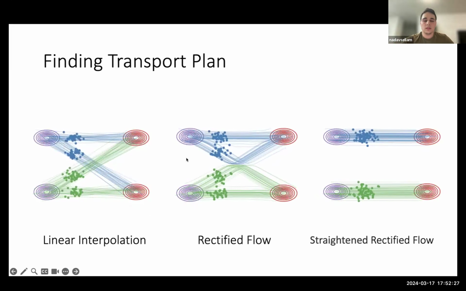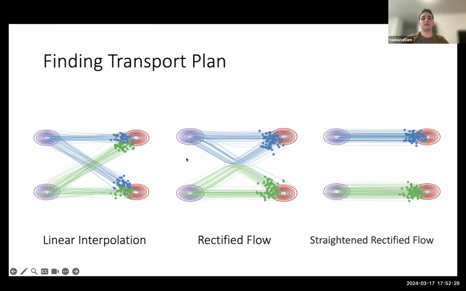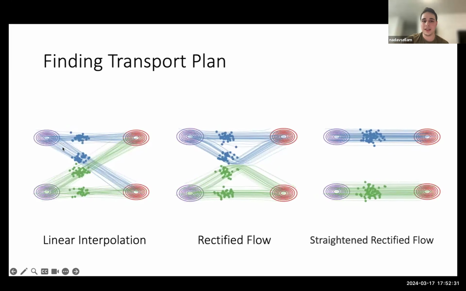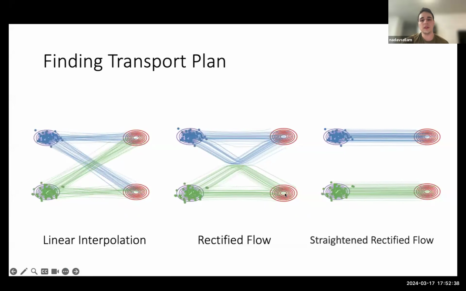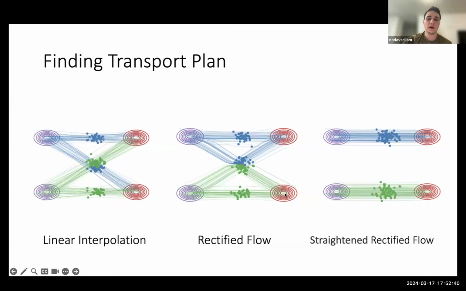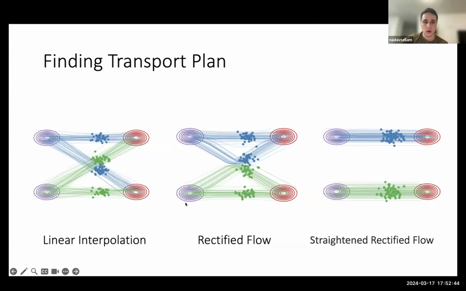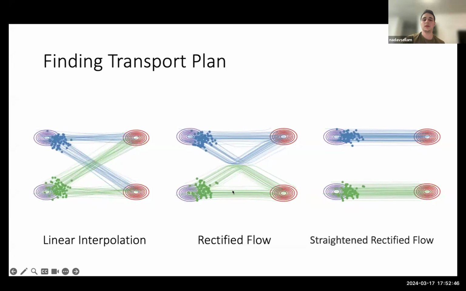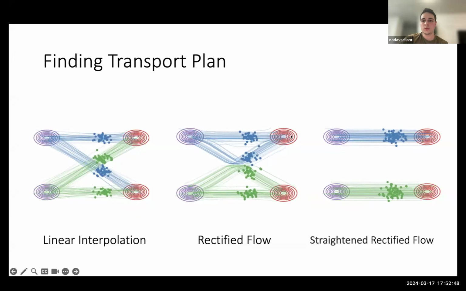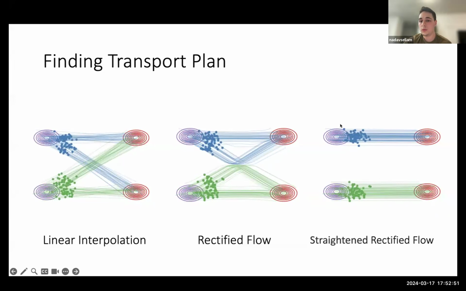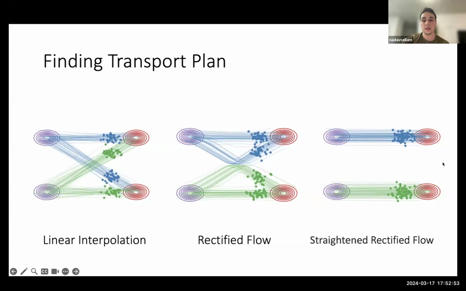So the model would try to emulate the vector field to the best of its ability, but it cannot cross like the linear interpolation. That would mean that when it approaches the crossing point, it would deviate to a different path because it is infeasible for it to cross. So all the points in this cluster would end up in this one, and all the points in this cluster would end up in this one. What we would want is to end up with this type of flow, which is straight.